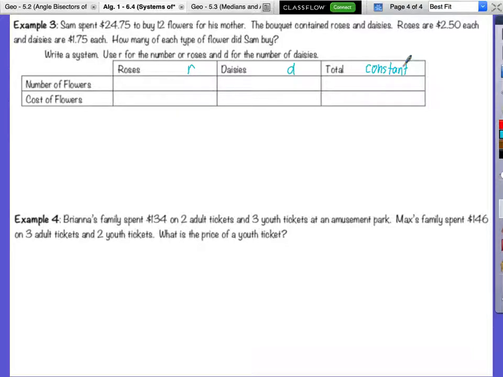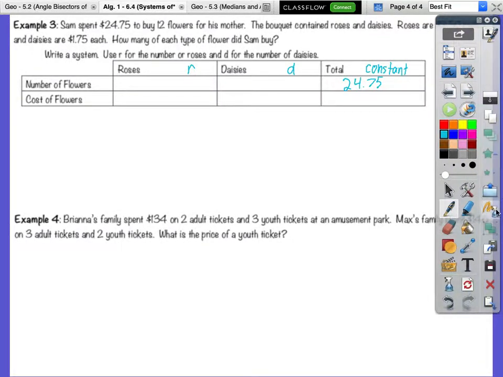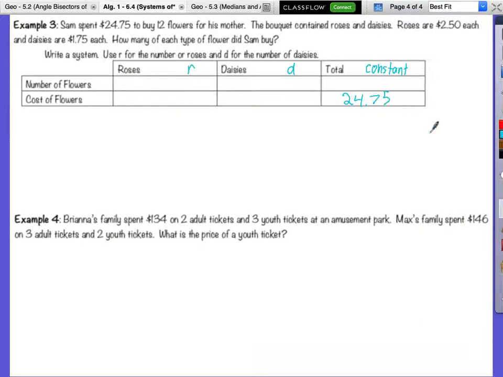The total money was $24.75, right? So where is this number $24.75 gonna go? In the total spot. Okay. Where should it go? The cost of flowers one, right? Okay. You guys are all on top of it. Awesome. So then what would I put somewhere else? Can somebody help me fill in another box here?